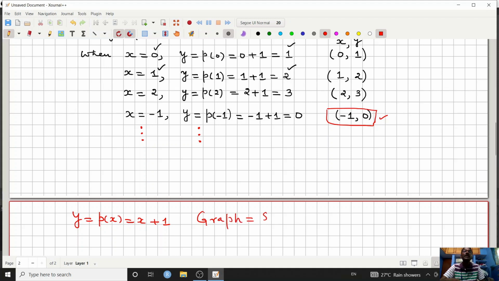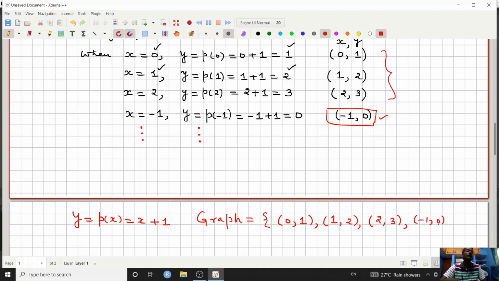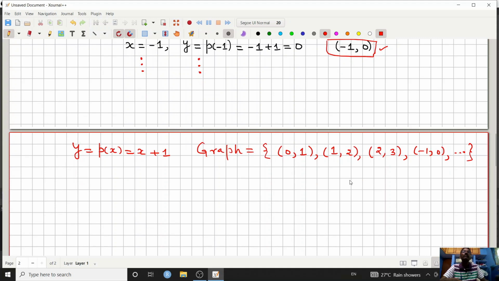Graph means collection of all x, y points. What are the points that we have obtained? (0, 1), (1, 2), and (2, 3). So these are the points, and (minus 1, 0). These are the points that we have obtained. So I am collecting all those points, and so on. It will go like this. Now with the help of these points, this is the graph of p of x. P of x is nothing but x plus 1.